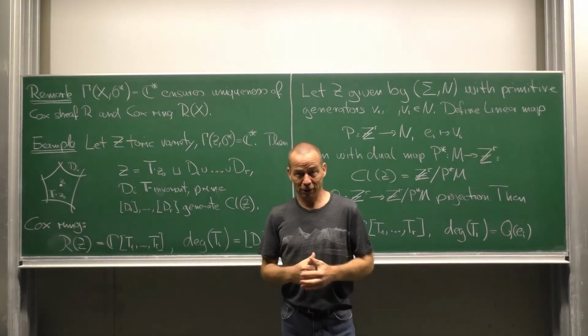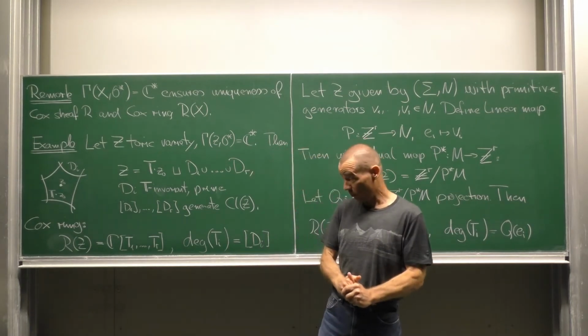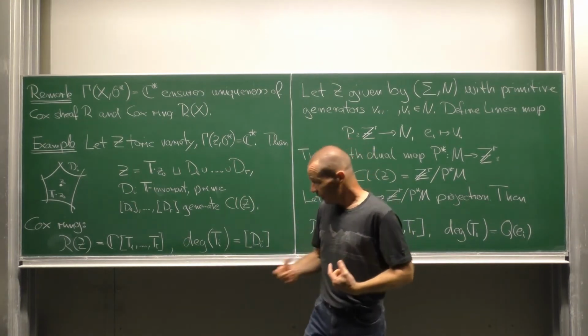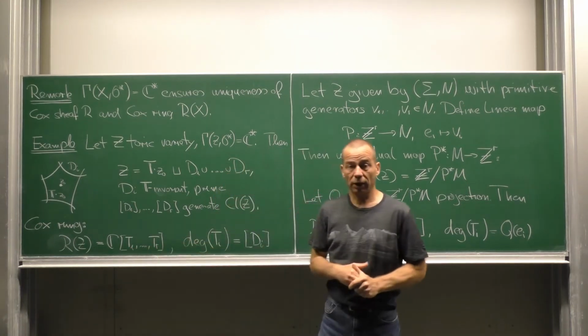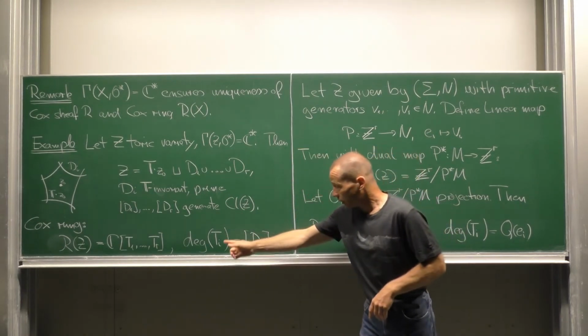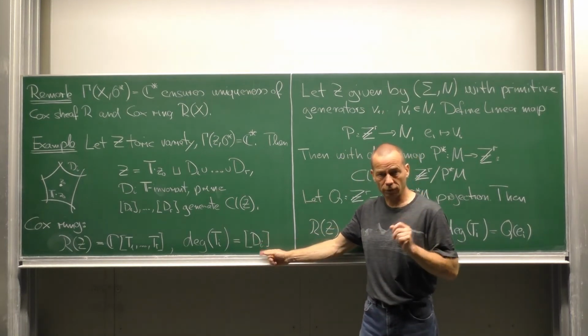And now it is fairly easy to write down the Cox ring of Z. It is a polynomial ring in as many variables as we have invariant prime divisors. And the degree of the variable Ti is the divisor class of Di.